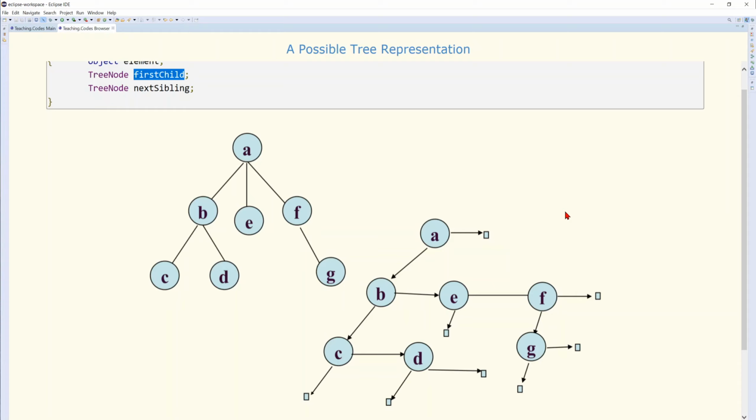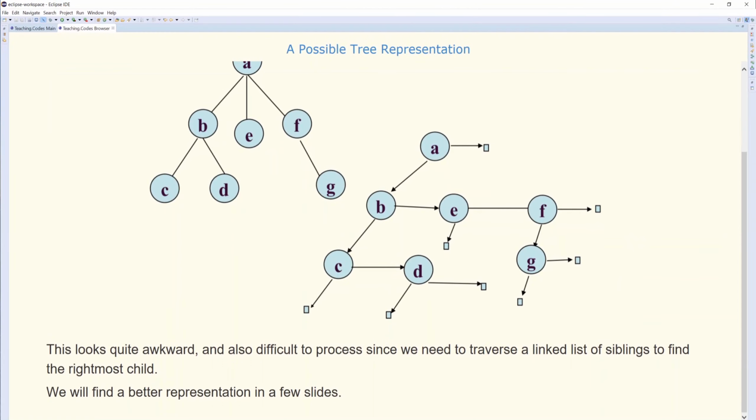That's a possible representation, but definitely this is not a good representation. If I have a node with many children, you would always jump to the first, and then from that one you jump to the next. So if you have 10 children, for example, it would require 9 unnecessary jumps to get to the last one. So this is not a very good representation. It's quite awkward, but luckily in a few slides we'll be considering some better representations.